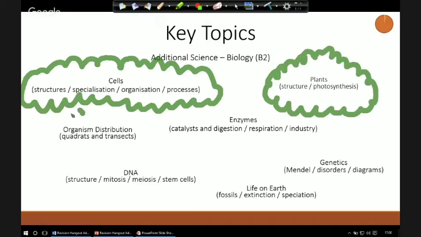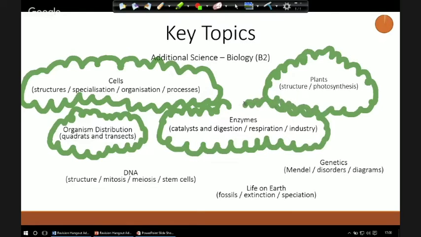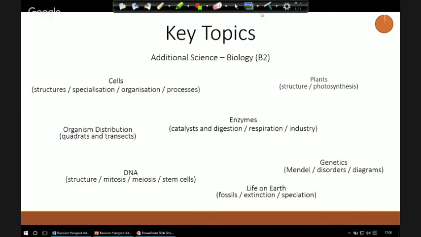We'll then move on to organism distribution, looking at quadrats and transects. And finally, we'll end on enzymes, catalysts and digestion, how they're used in respiration, and finally, how they're used in industry. We'll look at DNA, genetics, and life on Earth in the next session.